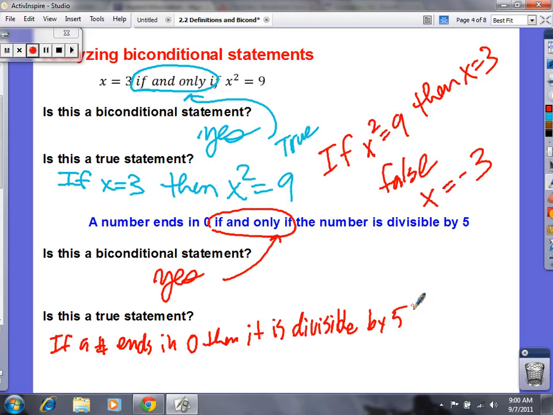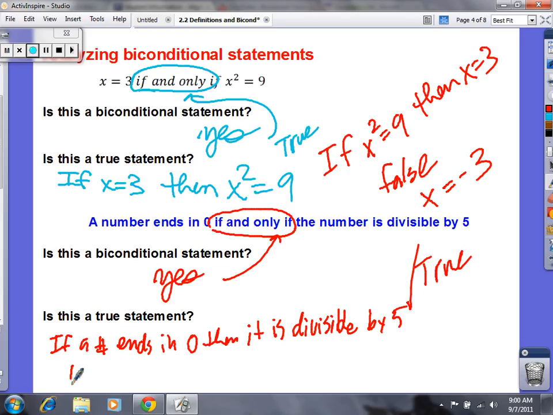So if we go forwards, is that true? If a number ends in 0, then it must be divisible by 5. Is that true? Any number that ends in 0 is divisible by 5? Okay, that's true. Now you got to go backwards.